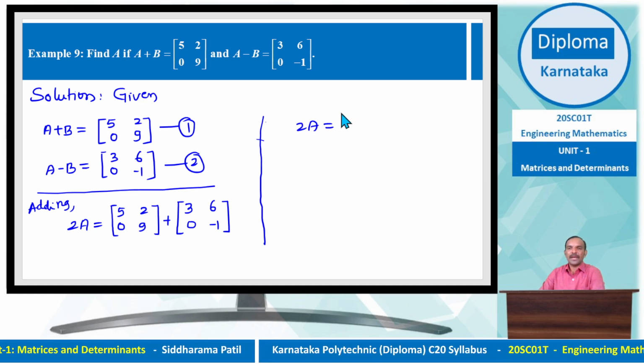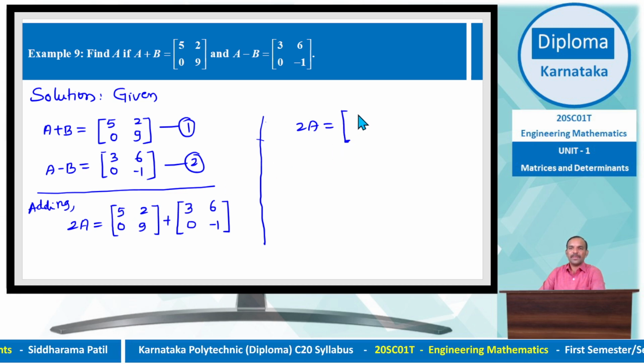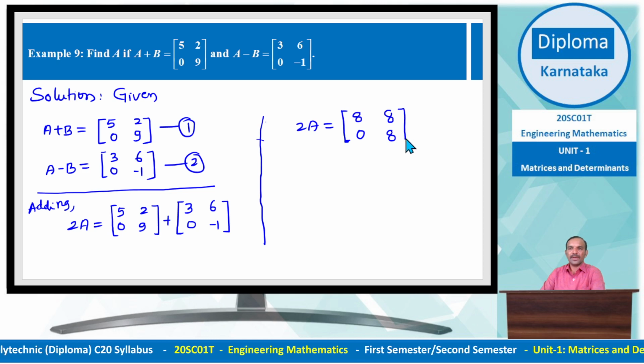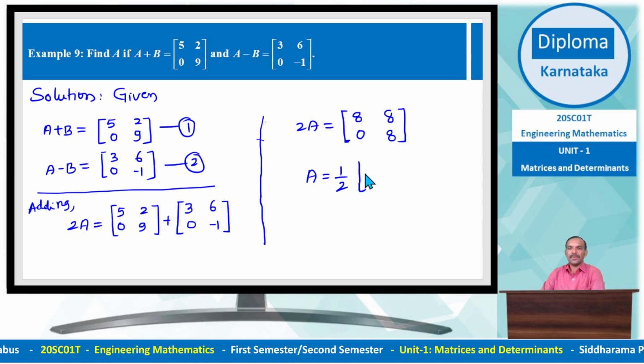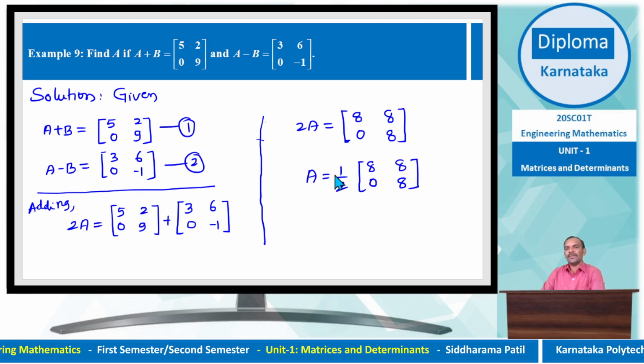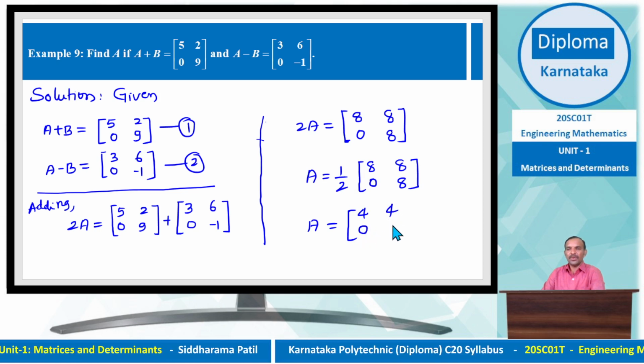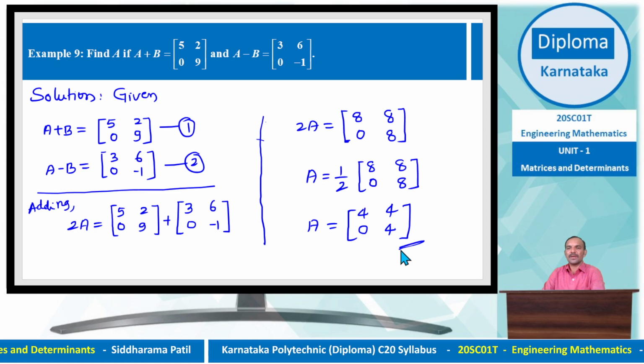2a equal to, add the matrices: 5 plus 3 is 8, 2 plus 6 is 8, 0, 9 minus 1 is 8. Now what is a equal to? The 2 goes to the other side as 1 by 2. It becomes 8, 8, 0, 8. If you multiply 1 by 2 inside, then a equal to 1 by 2 into 8, that is 4, 4, 0, 4. This is the required answer for a.